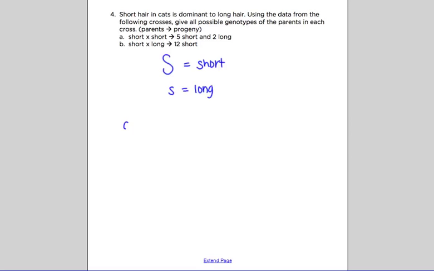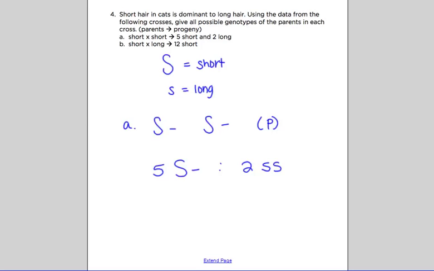So for A, we have 2 short hair parents giving 5 short hair and 2 long haired offspring. So because short is the dominant allele, we know that each parent has to have at least 1 big S. So these are the parents. For the offspring, we have 5 short, which again needs at least 1 big S, and 2 long. And because long is the recessive allele, we know that these 2 long cats are going to be little s, little s.